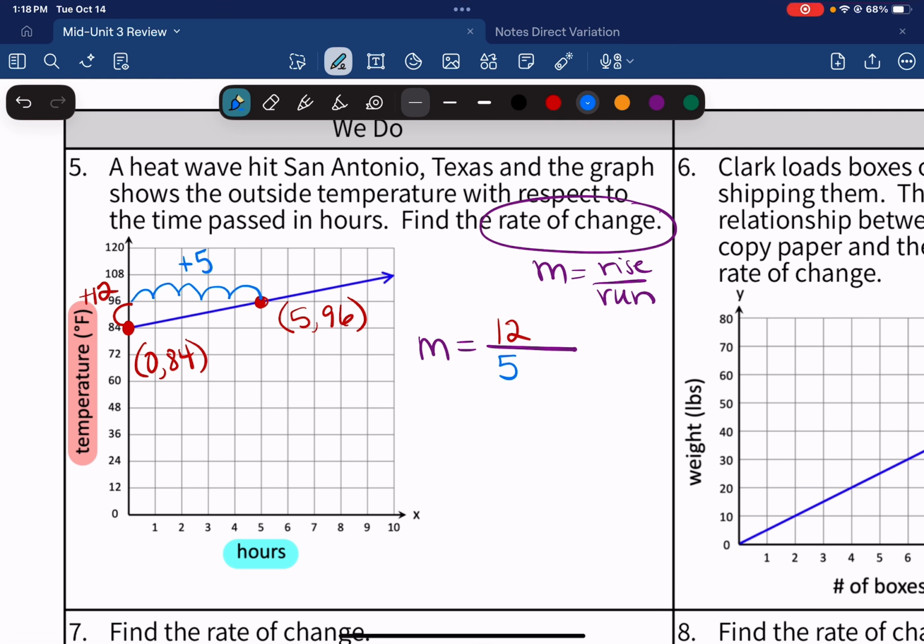Okay, now the rise is in degrees Fahrenheit, and the run is in hours. Now you can't simplify that fraction, but you can turn it into a decimal if you would like to. 12 divided by 5 is 2.4. So our slope is equal to 2.4 degrees Fahrenheit for every 1 hour. So the temperature is increasing by 2.4 degrees Fahrenheit per hour.